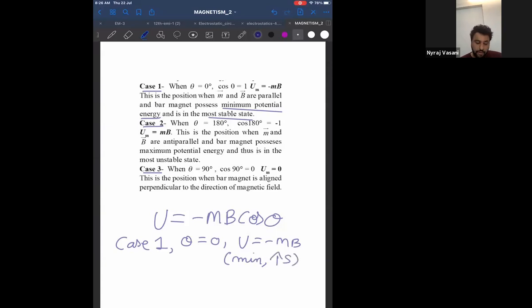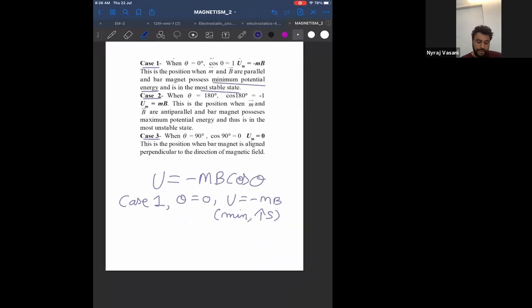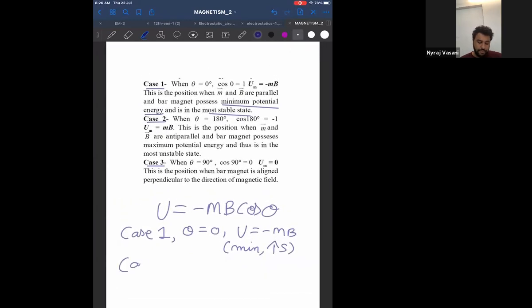Okay. Now, look at case 2. Theta is equal to 180 degrees. Now tell me, when theta equal to 180 degrees, what happens to U? It will become minus MB cos 180. What is cos 180? Cos 180 is minus 1. Therefore, can I say the answer will be just MB, correct?